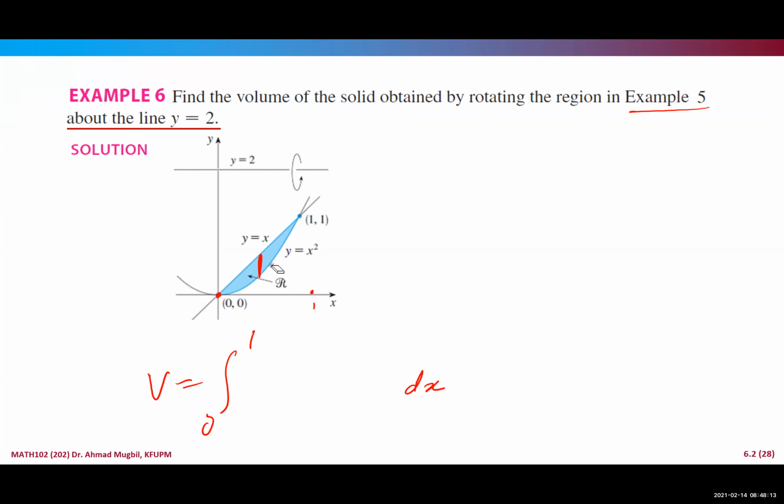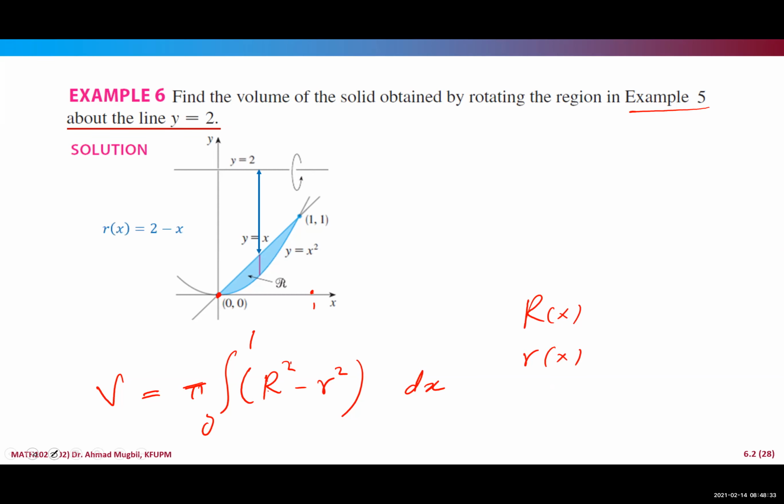Now, how to find it, ya shabab? Of course also it is by R capital squared minus r small squared. Okay, the question is, what is R capital of x? What is r small of x? The idea is, I told you, you will find the distance from the axis of rotation to the closest graph. So here, this will be r small, the shorter one.